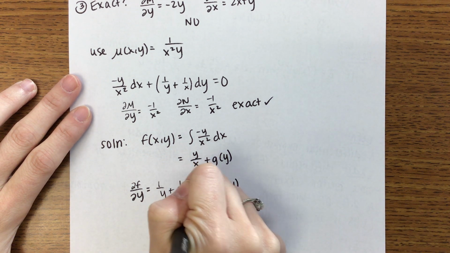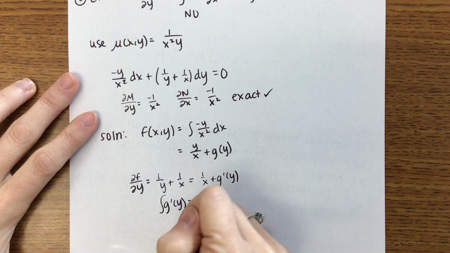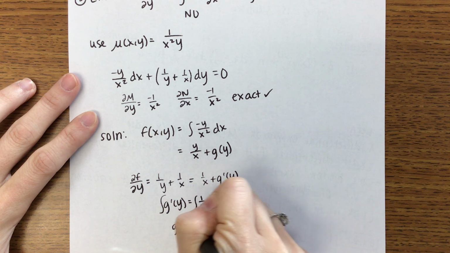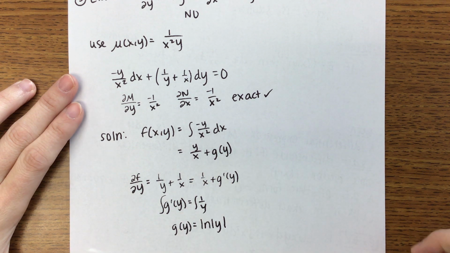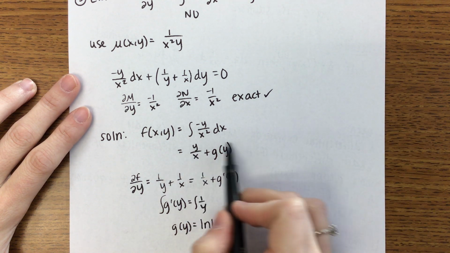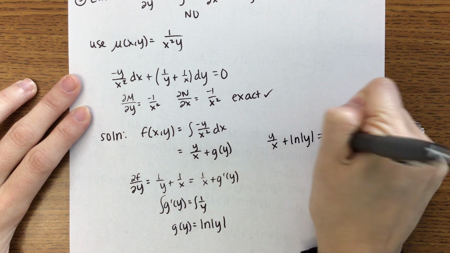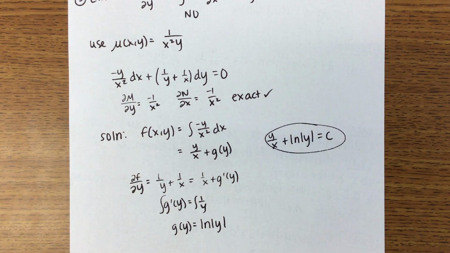My g prime of y then is equal to 1 over y. If I integrate that, I get my g of y to be the natural log of y. So my final solution then, going back here, is y over x plus the natural log of y is equal to c. Can I find an explicit solution here? Nope. Okay.